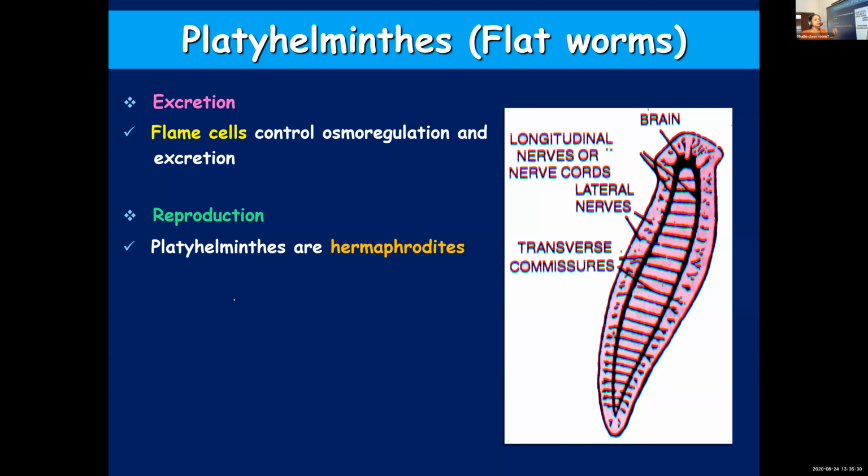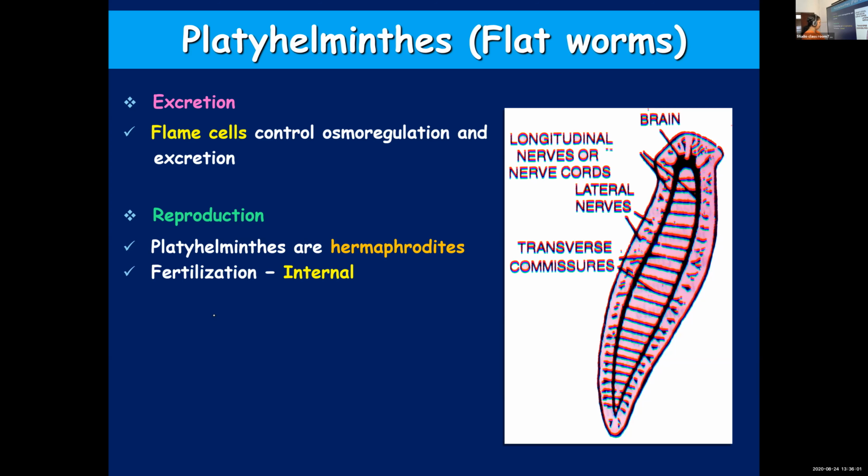Who will tell me what are hermaphrodites? Yes, Nevin. Both sexes are in the same organism. Correct. So the same organism will have male and female sex organs, and you call such organisms hermaphrodites. If not, you call them dioecious. When sexes are separate, you call them dioecious. Already I think I've mentioned what is dioecious.